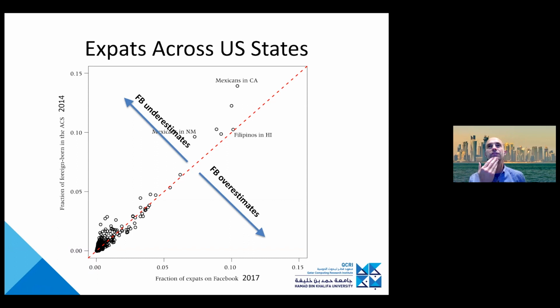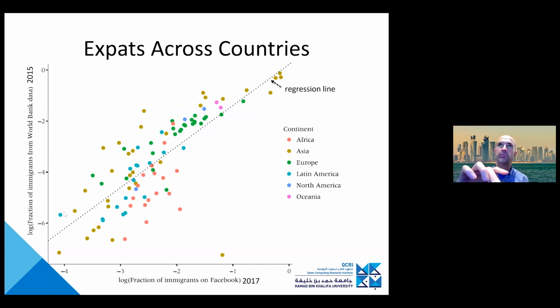But you see that even without correcting for any sort of biases, it's not too bad, right? You get something that's actually somewhat plausible, that's mostly close to this identity line for a number of different countries of origin and different host states. So this is just within the US. Let's have a quick look internationally. So here is a different picture, but similar meaning.